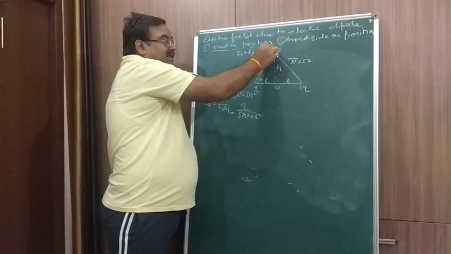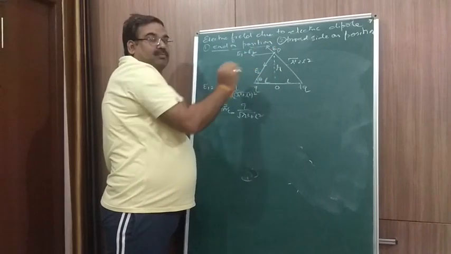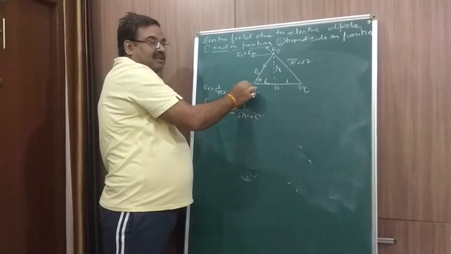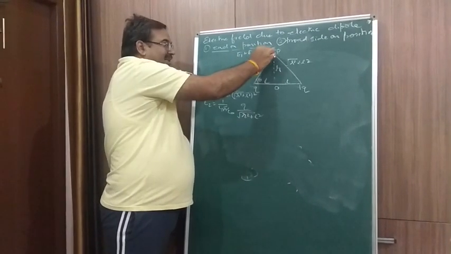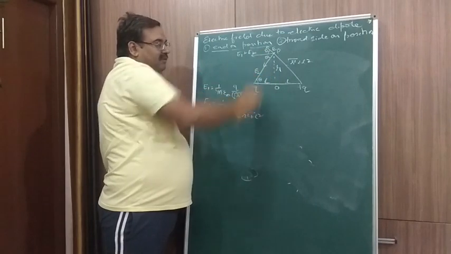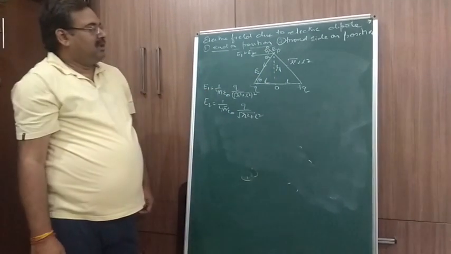The direction of the electric field: these arrowheads are very important in examination. Arrowhead in the outward direction, and this one is towards the negatively charged particle. This angle is theta, and this is also theta, where theta is the angle of inclination of the line.